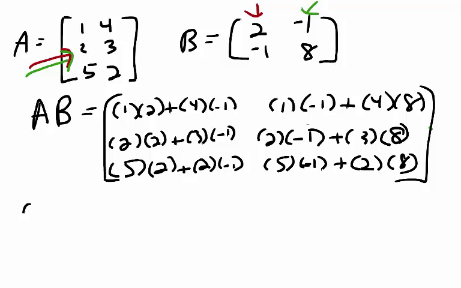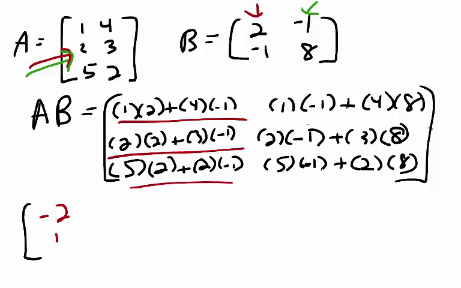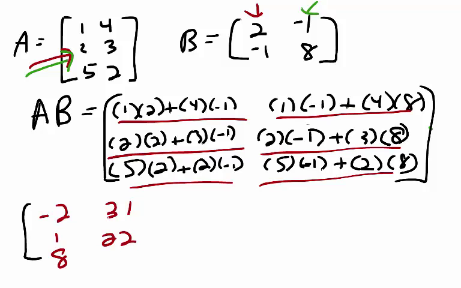This gives us 2 minus 4, so that's negative 2. Here we have 4 minus 3, so that's 1. Then we have 10 minus 2, which is 8. Here we have negative 1 plus 32, so that's 31. Then we have negative 2 plus 24, that gives us 22. Finally, we have negative 5 plus 16, which gives us 11, our matrix product.